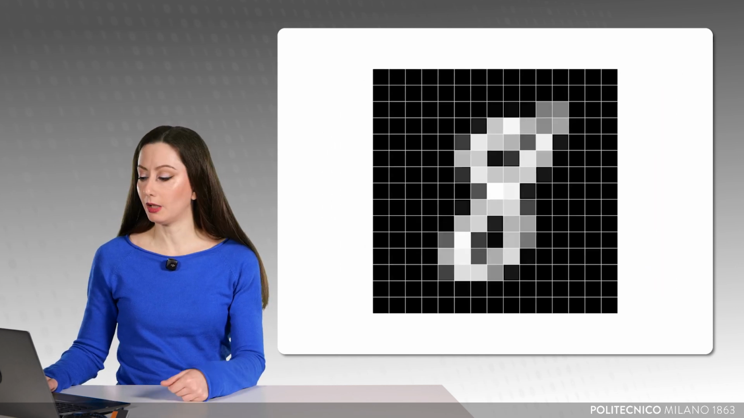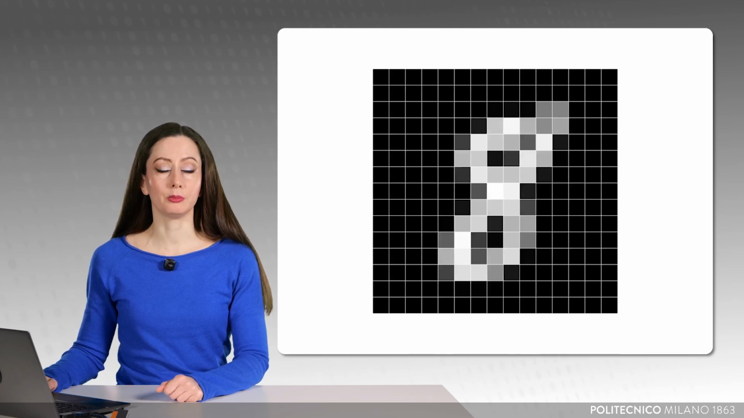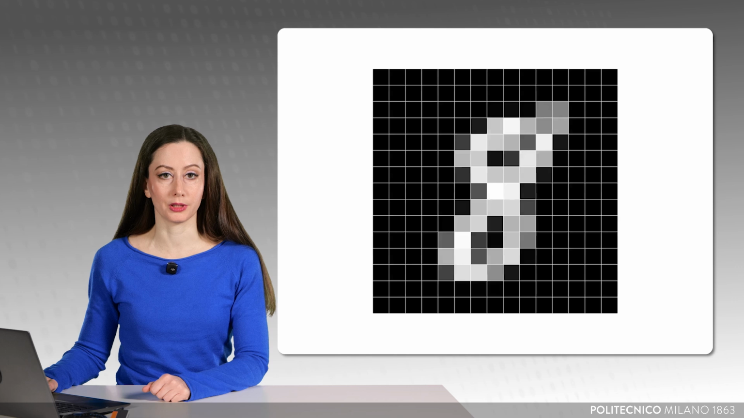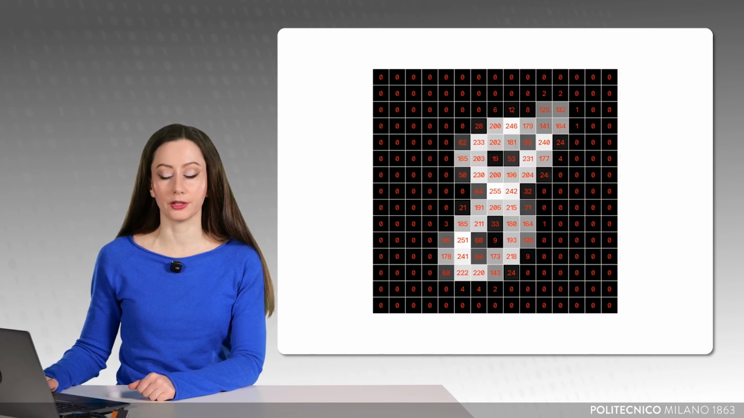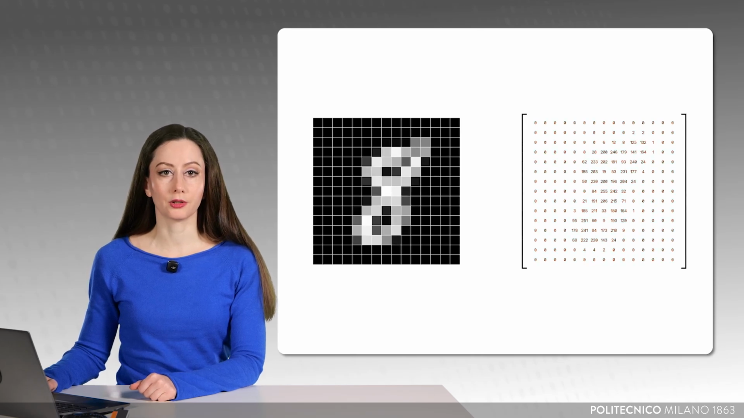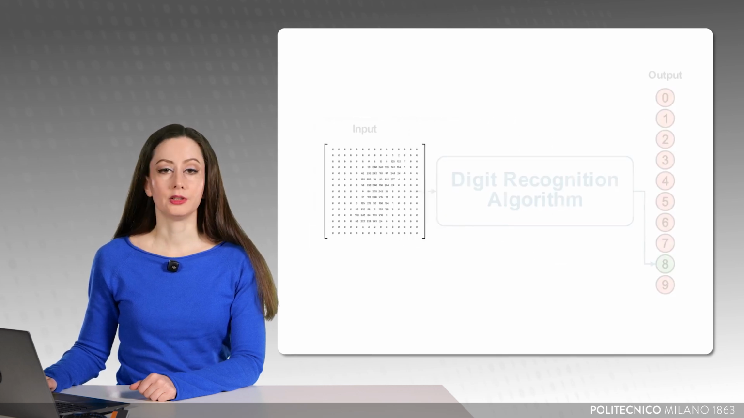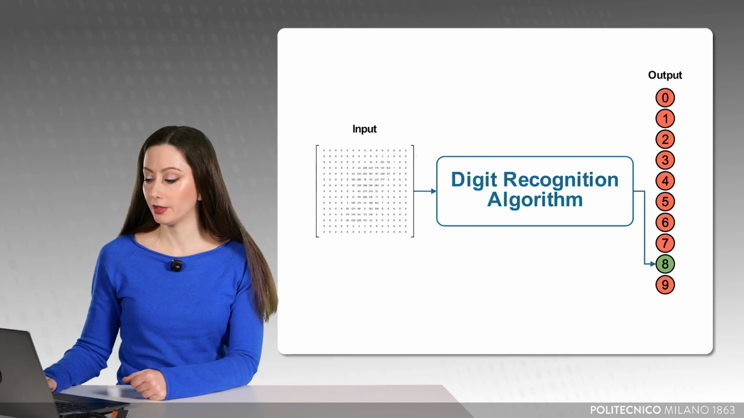First, we need to recall how a computer sees images. As we have already seen, to a computer, an image is a structured grid made of tiny squares called pixels. In grayscale images, each pixel holds a value ranging from 0 for black to 255 for white. And these values are collected in a matrix organized in rows and columns depending on the pixel position in the image. A digit recognition algorithm processes the input matrix to associate the image to the correct category.